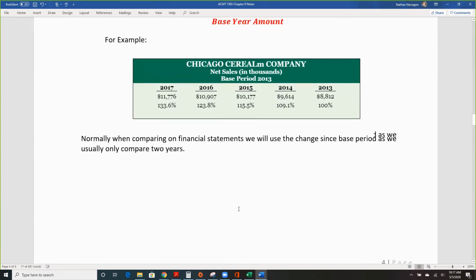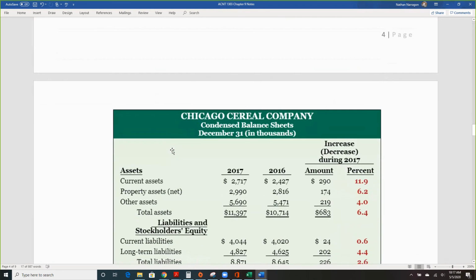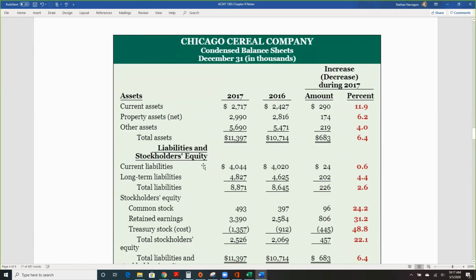Now, normally when comparing on financial statements, we'll use the change since base period, as we usually only compare two years. If we try to do it this far out, it's not really going to be beneficial to us. So usually the base period is only two years. So again, this is what they're looking at. It's still taking the same information, 2016 and 2017. We're only comparing two years, the difference between 16 and 17.